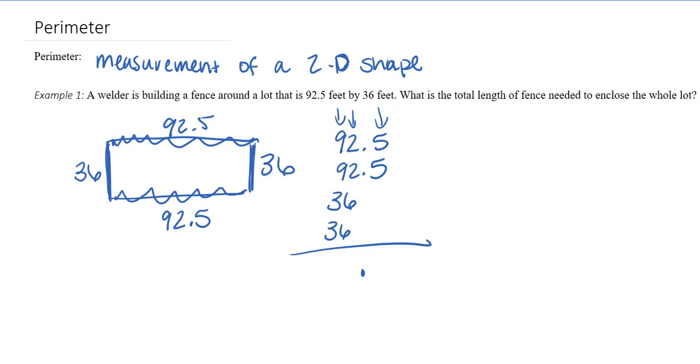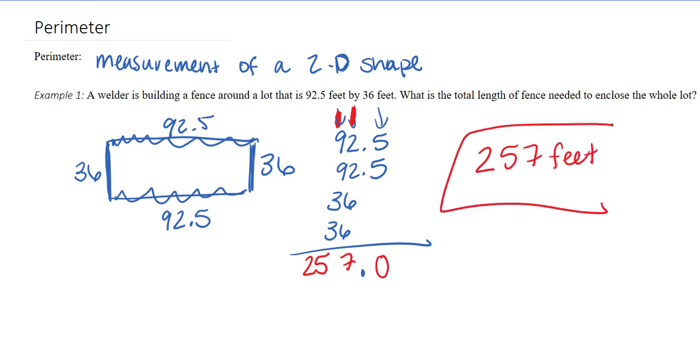So 5 plus 5 is 10, so we put a 0 there. We actually add a whole 1 to the top of there. So 1 plus 2 is 3, plus 2 is 5, plus 6 is 11, plus 6 is 17, so we put a 7 below. We're going to carry the 1. Now we have 1 plus 9, so that's 10, plus another 9 is 19, plus 3 is 22, plus another 3 is 25. So how much total length of a fence would there be? There would be 257 feet.